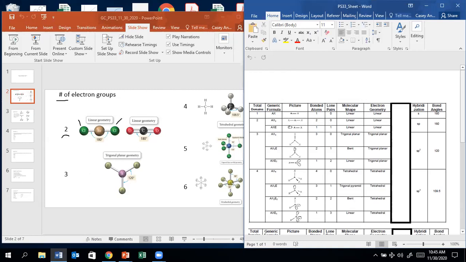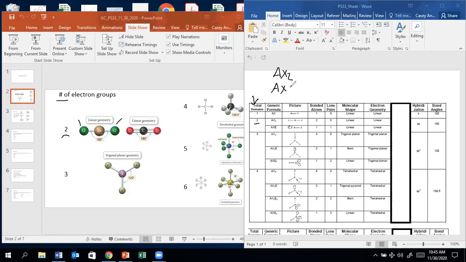All right. So the way to read this sheet, total domains, that's electron groups, right? So here, if you only have one thing bound to your center atom, that's one domain. We're focusing on two domains to start with, right? So we're looking at our center atom and we see we have two things bound. So we go to our sheet, to total domains, and we have two. Now we have two possible combinations under our generic formulas. We have AX2 and AXE.